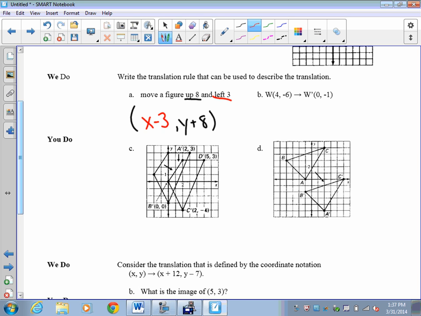So whenever we subtract, we move to the left. Think of the number line whenever we do this. So if I have 3 and I move to the left 3 units, that would be 3 minus 3, which is 0.